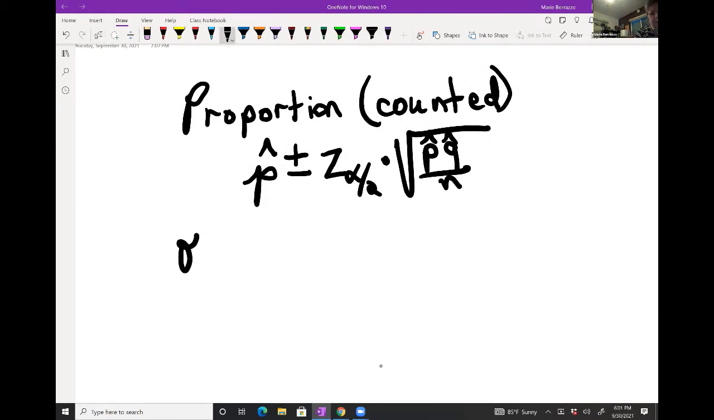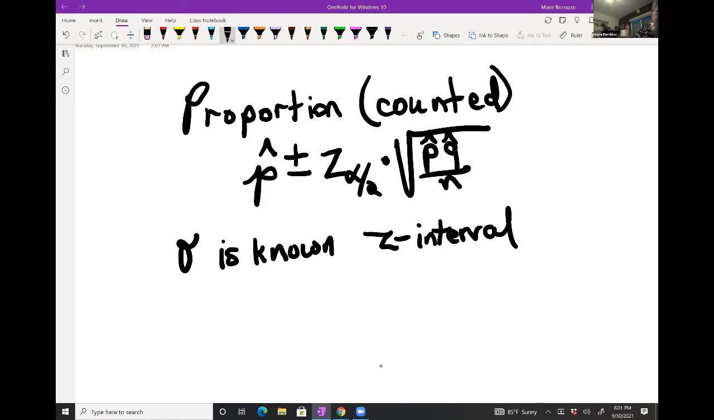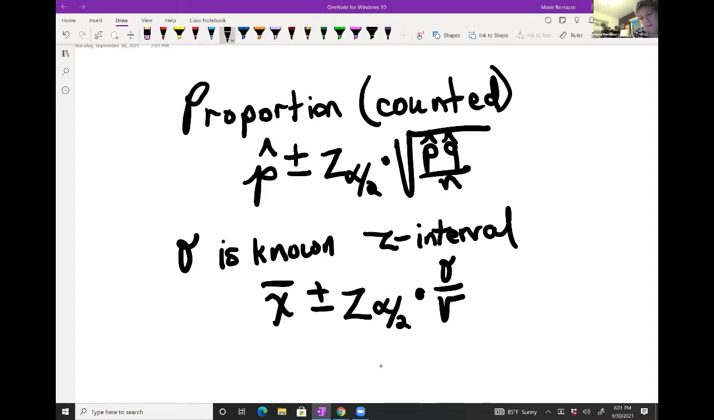If sigma is known, then we use a z confidence interval. So in calculators, it'll show as z interval. And the formula for that will basically be a mean plus or minus the critical z value times the sigma over square root of n.